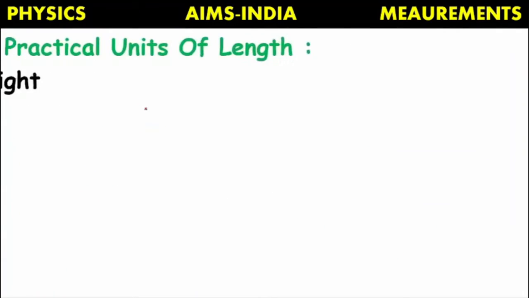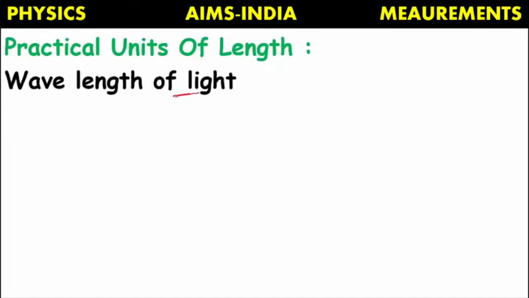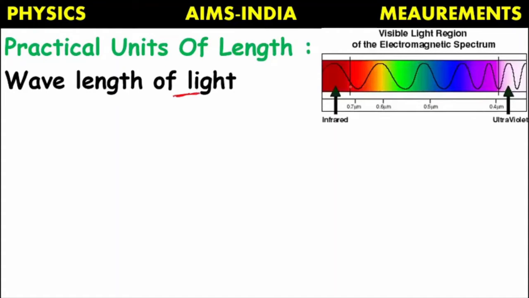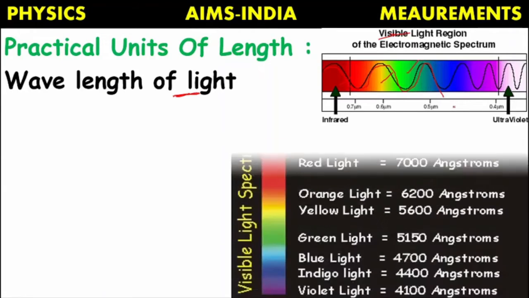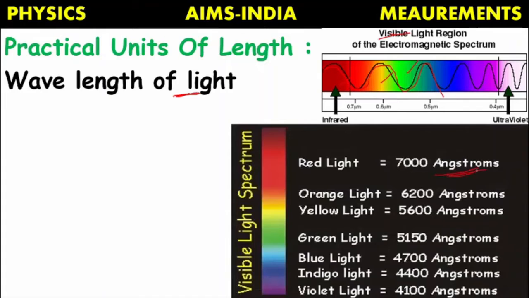Next, wavelength of light. We know about visible light. It ranges from red to violet, VIBGYOR. It ranges from red colored light to violet colored light. The wavelength of red color, wavelength of yellow color, wavelength of green color, like that all wavelengths, they are measured in a unit called angstrom.